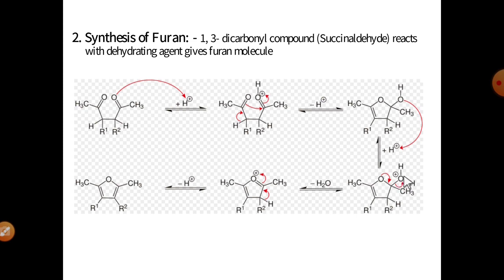Similarly, this oxygen gains positive charge. In this step, the electron pair of this oxygen participates in delocalization. Finally, removal of a water molecule takes place, meaning dehydration takes place. And the last one is the removal of H plus, meaning the sigma electron pair participates in delocalization. Pi bond formation, neutralization of positive charges takes place, and finally it gives the furan derivative. This is the very famous method for synthesis of the furan molecule by the Paal-Knorr synthesis method.